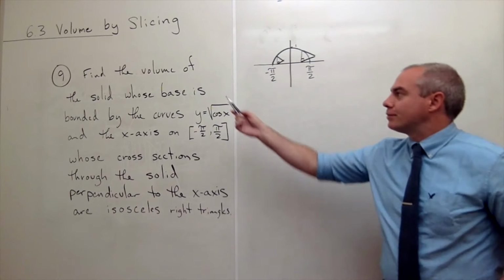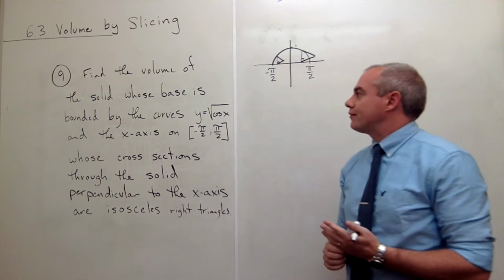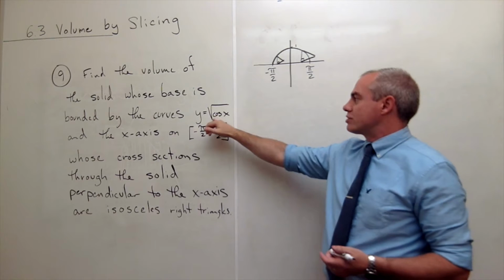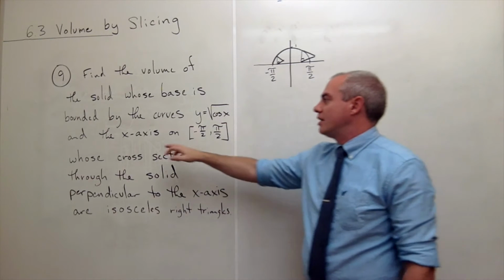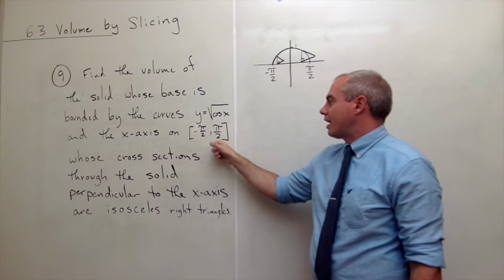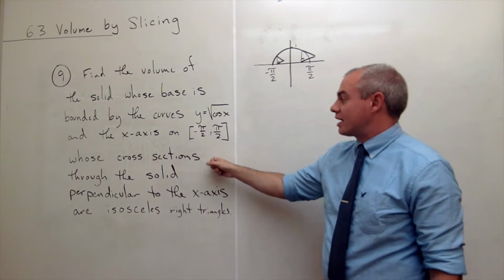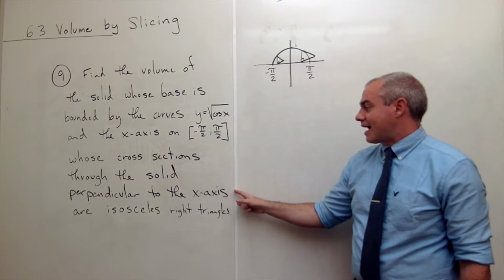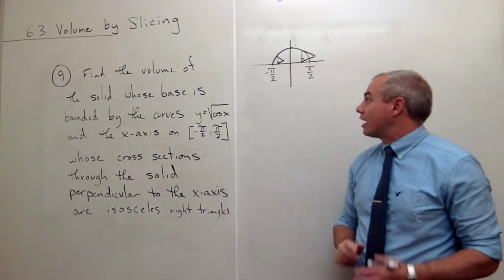In problem number 9, we'd like to find the volume of the solid whose base is bounded by the curves y equals the square root of cosine of x and the x-axis on the interval negative pi over 2 to pi over 2, whose cross-sections through the solid that are perpendicular to the x-axis are isosceles right triangles.